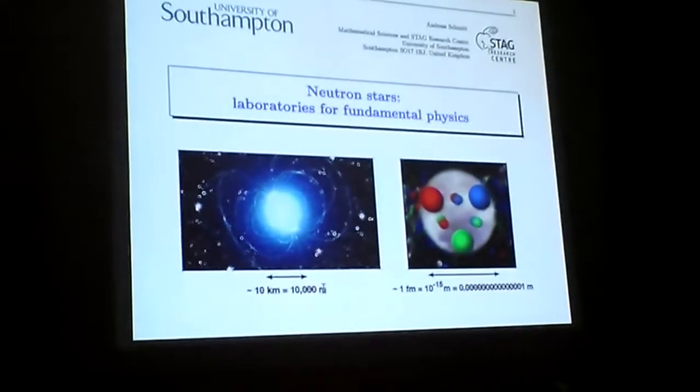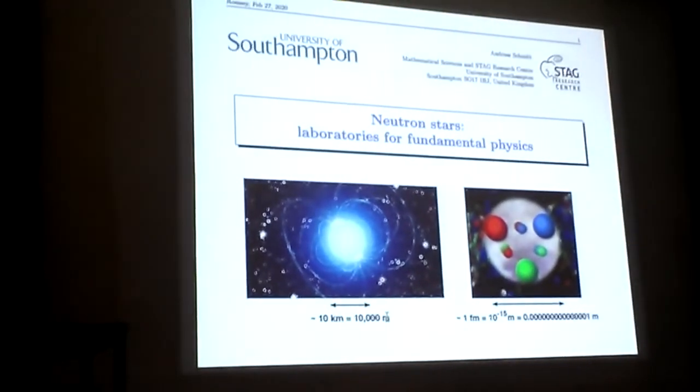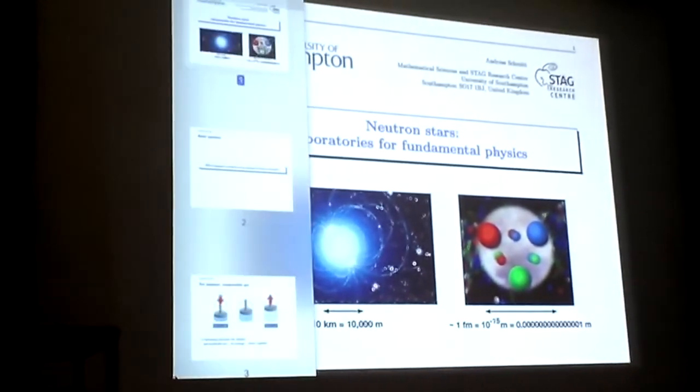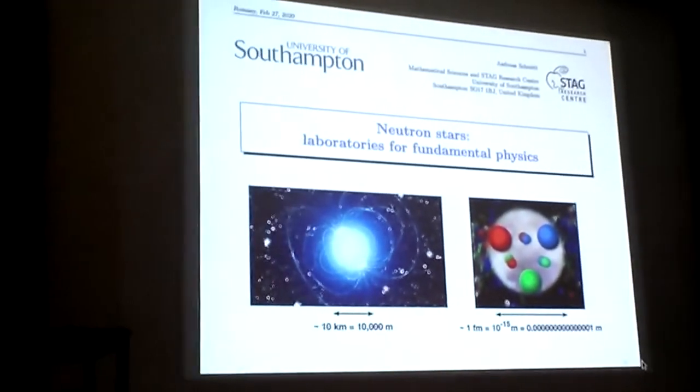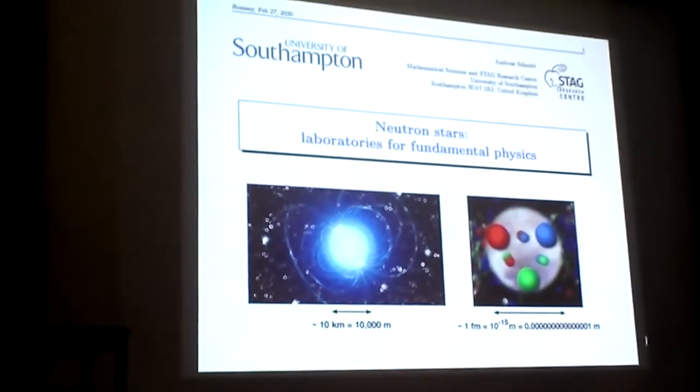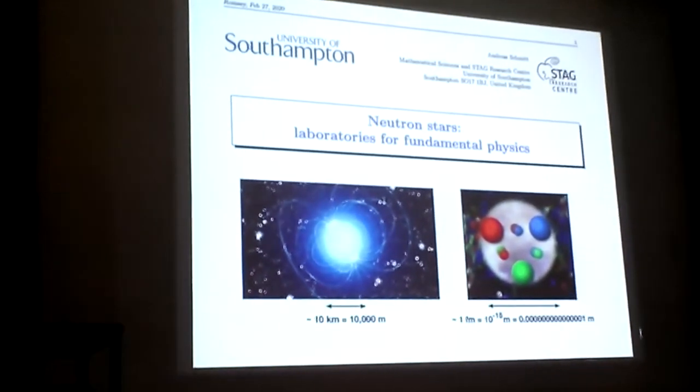Anyway, I want to tell you why these two pictures are connected, and this is surprising at first sight, because this is a macroscopic object. I put the scale here. Actually, for a star, it's surprisingly small. We'll come back to that. For a star, it's surprisingly small, but nevertheless, it's a macroscopic object.